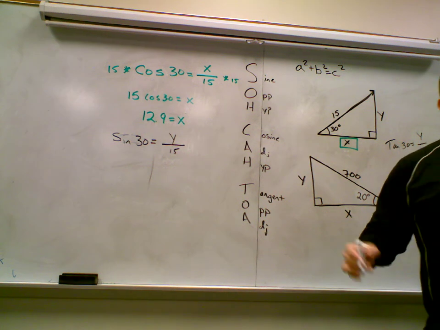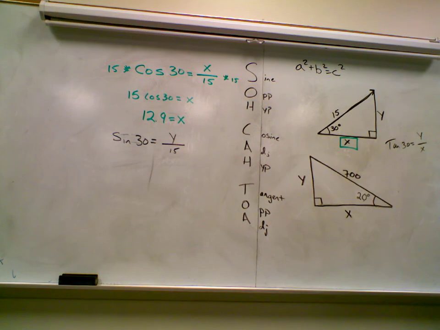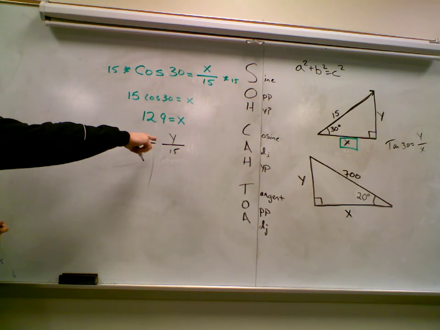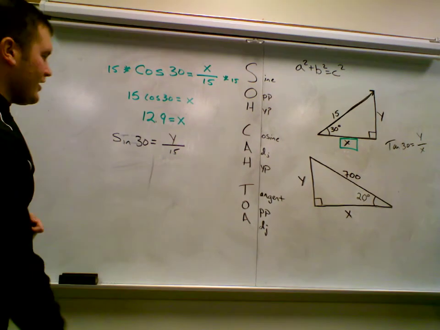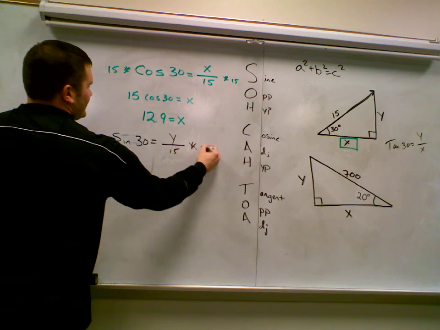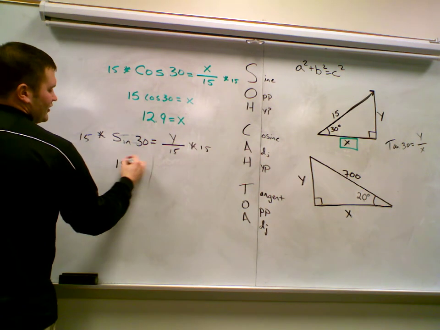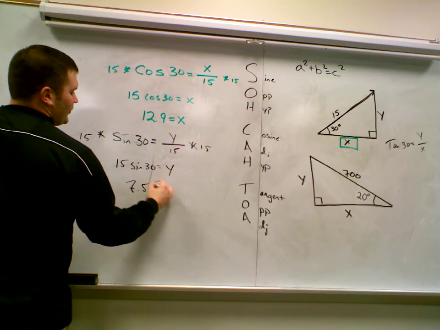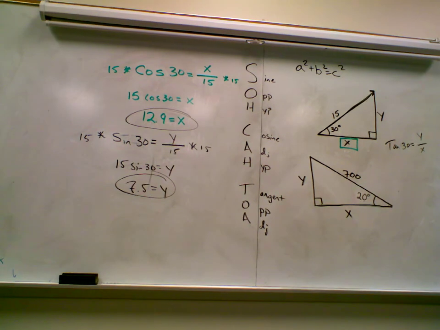So I'll solve it still. How do I solve? Multiply both sides by what? 15. So that means that y equals 15 sine 30, which equals 7.5. I could have told you that. So that's how we can find our two components.